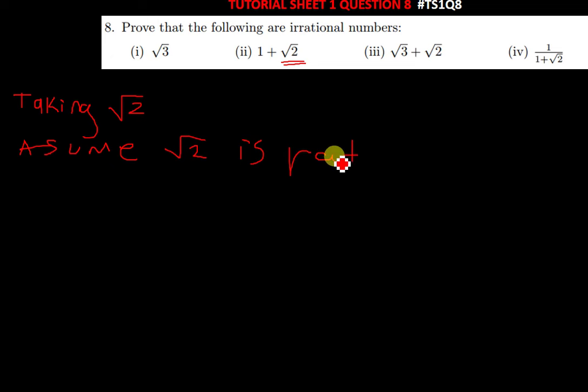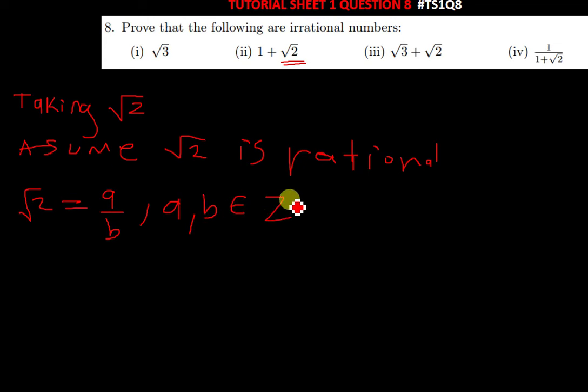Sorry, it's difficult to write using a mouse. So you make an assumption: assume that the root of 2 is a rational number. After making the assumption, you write that if the root of 2 is rational, we can write root 2 in the form a over b, where a and b are members of the integers, and b is not equal to 0. Apart from that, you say a and b are co-prime factors, or are in their lowest term. After writing this, you start proving that the root of 2 is irrational.